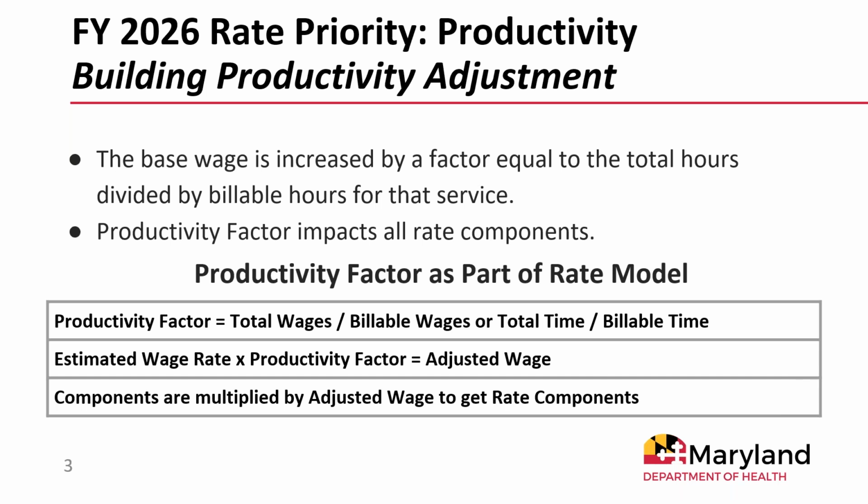So for example, if someone works 8 hours a day, but they can only bill 6 hours, then we multiply their 6 hours by 8 divided by 6, right? Which in that particular example would be 1.33. So that gives us a productivity adjustment.